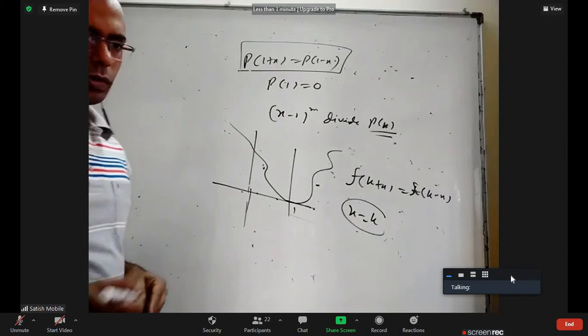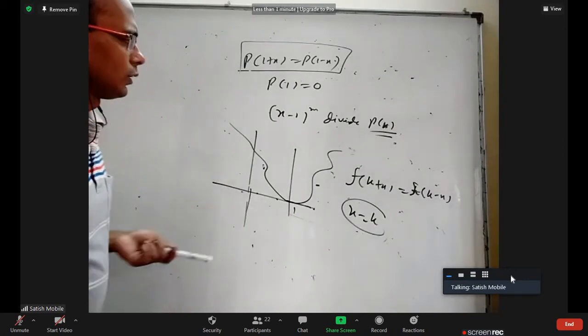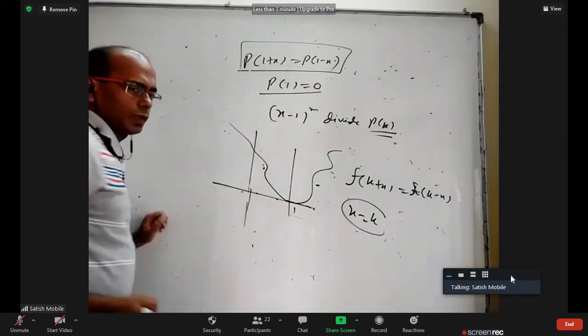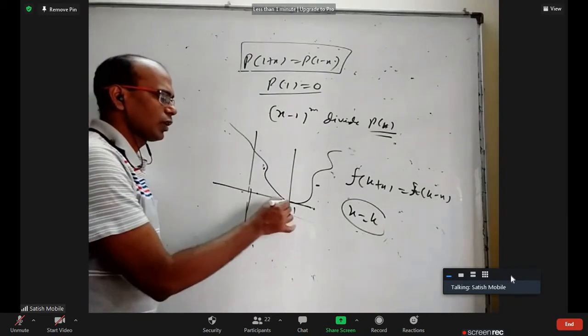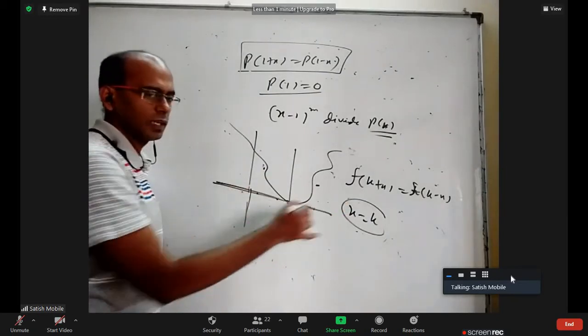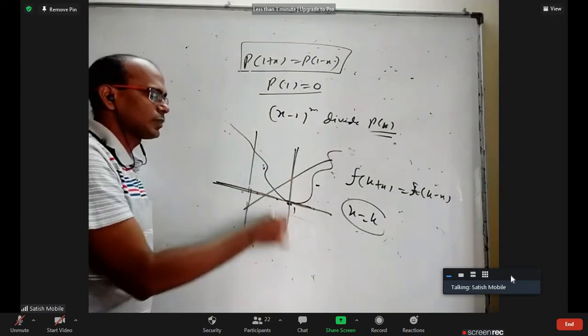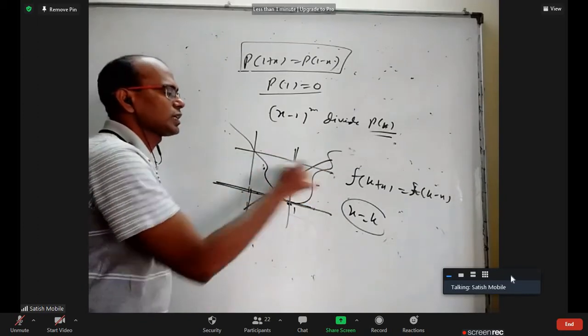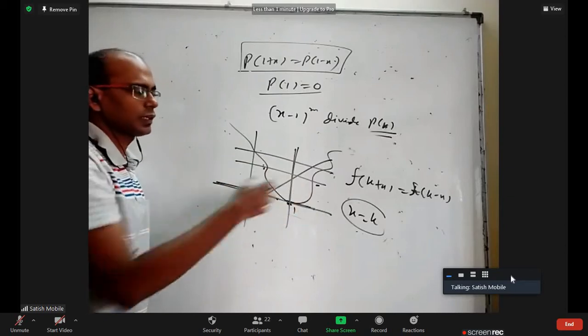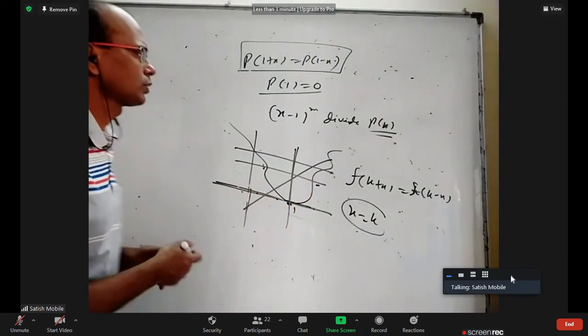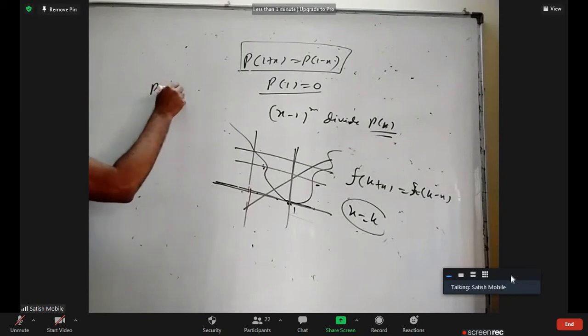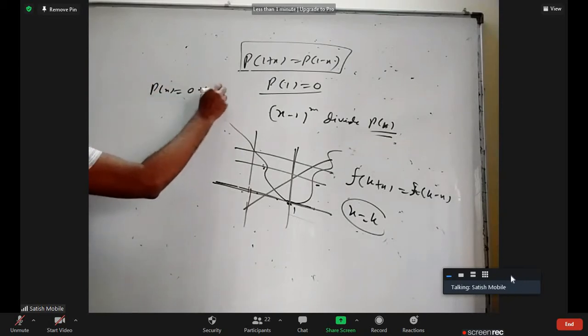Okay. Now, p of 1 is already 0. If you take a constant polynomial, at 1 it should be 0, and it should be symmetrical, meaning it should be a horizontal line. No slant line can be symmetrical about a vertical line, but a horizontal line can be symmetrical about the vertical line x equal to 1. But it should be always 0. So one possibility is p of x is 0 for all x belongs to R.